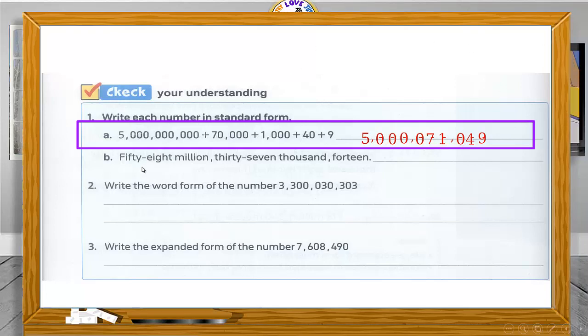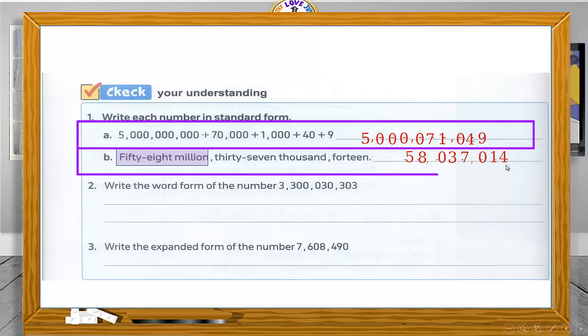B, 558,037,014. Highest period is million, meaning you should have 3 periods only. 58 meaning the 5 in 10 million, 8 in 1 million. 58 million. 37,000, in thousands place we have 37. Here nothing, 0. Here 3, 7. Last period we have 14. 14 meaning in hundreds place nothing, in tens place 1, in ones place 4.